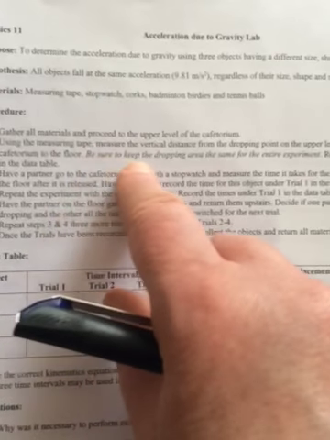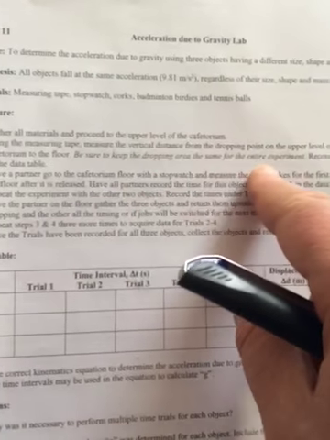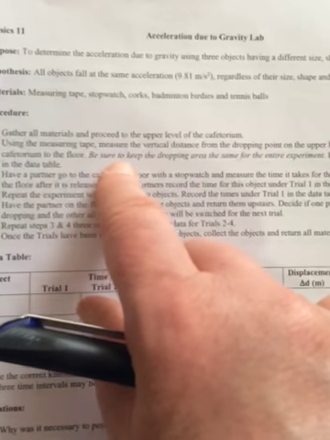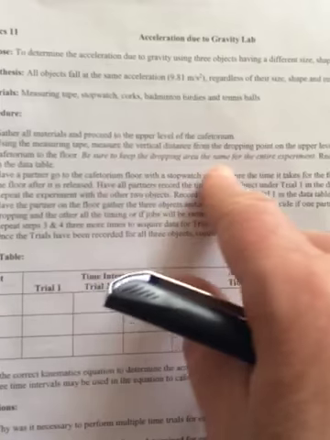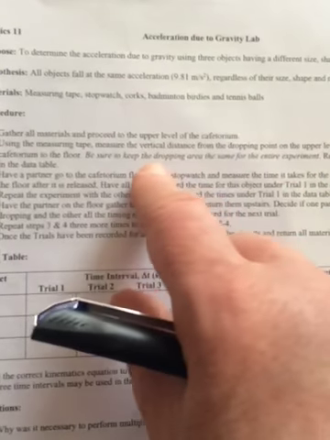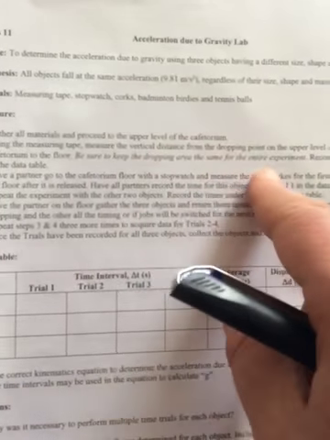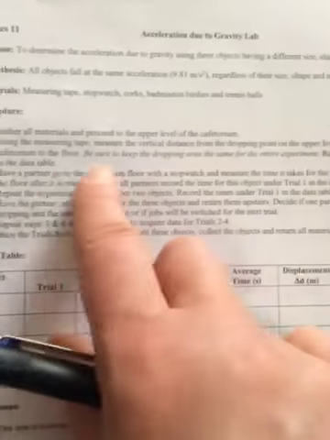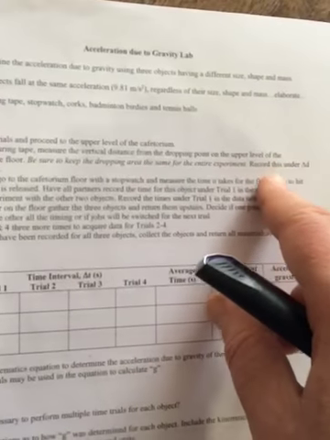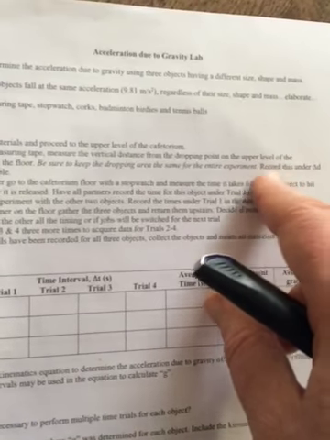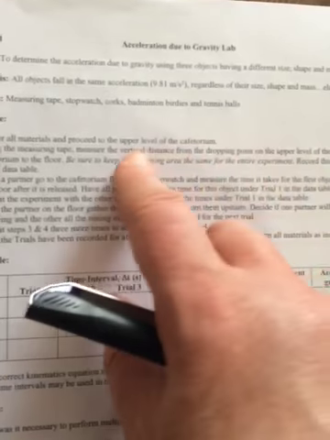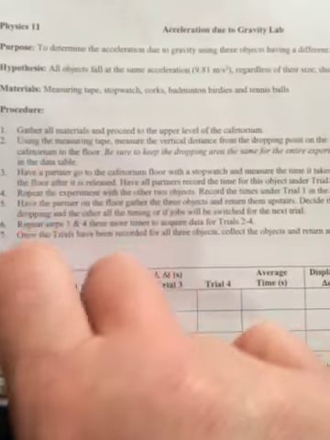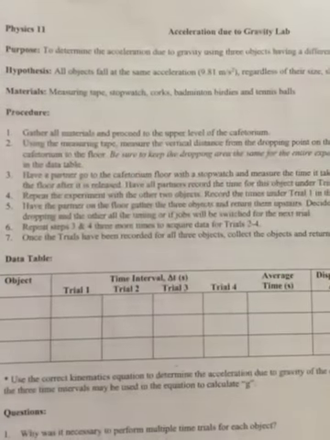Next sentence. Be sure to keep the dropping area the same for the entire experiment. You could say, it was ensured that the dropping area was kept the same, or just the dropping area was kept the same for the entire experiment. Record this under delta D in the data table. So you could say, record this, record what? The measurement that you just took. So the measurement was recorded under delta D in the data table.